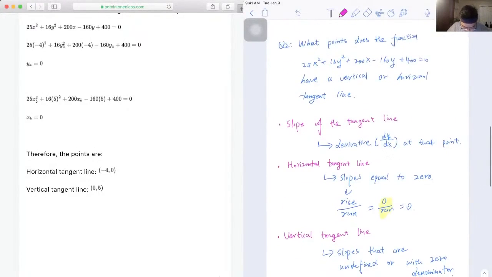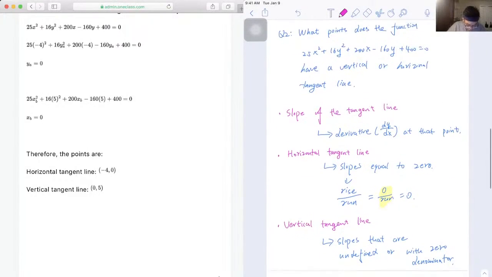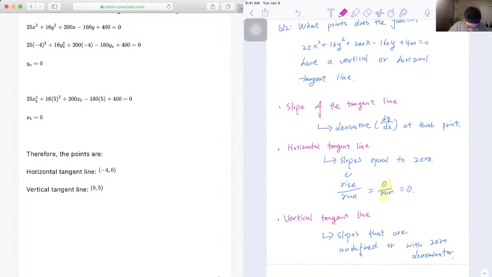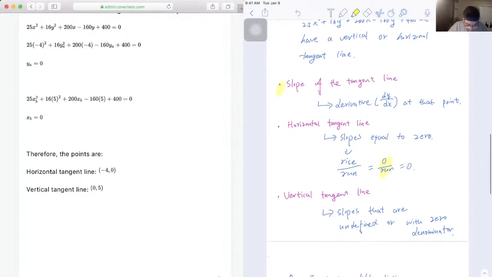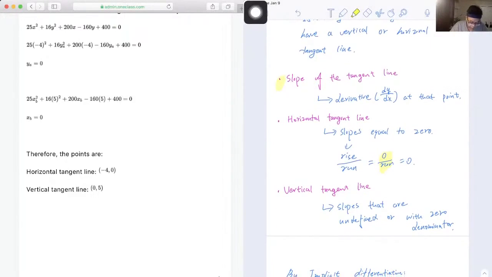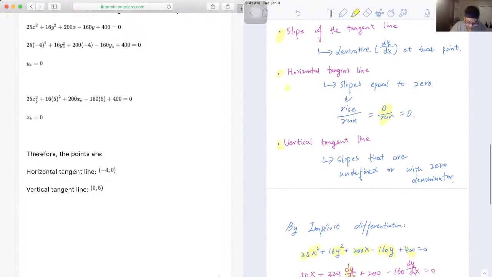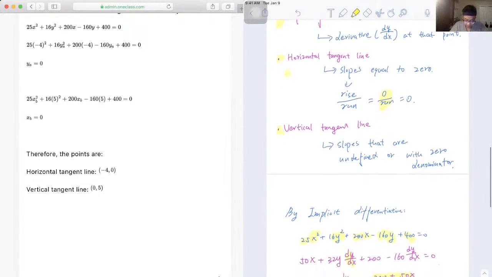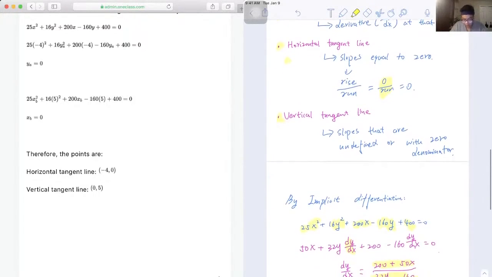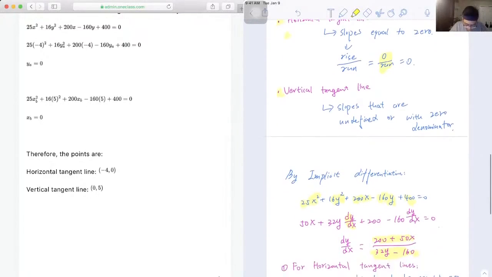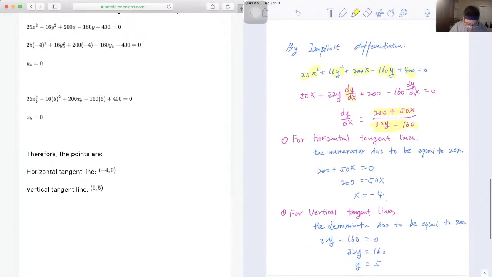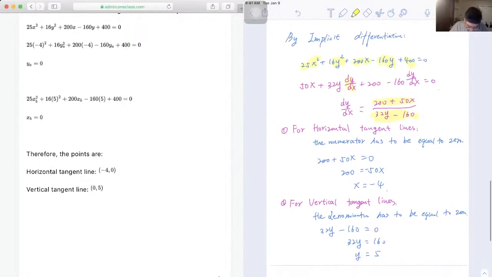So let's just review this question one more time. So first, we need to know what the slope of the tangent line is. And then we need to know the characteristic for a horizontal tangent line, where the slope is equal to 0, which also means the numerator part is equal to 0. On the other hand, the slopes for a vertical tangent line are undefined, or we say with the 0 denominator. So the bottom part should be 0. And then we solve this by implicit differentiation.